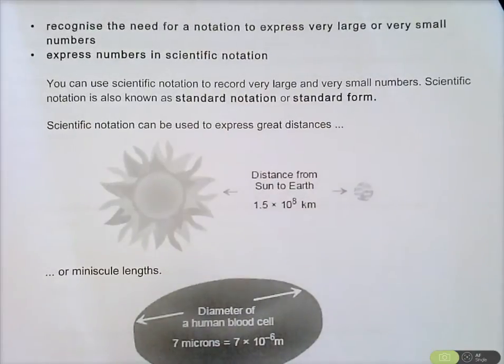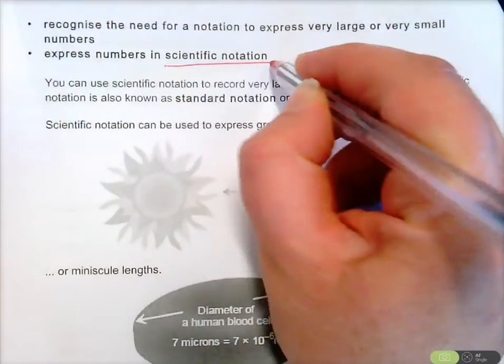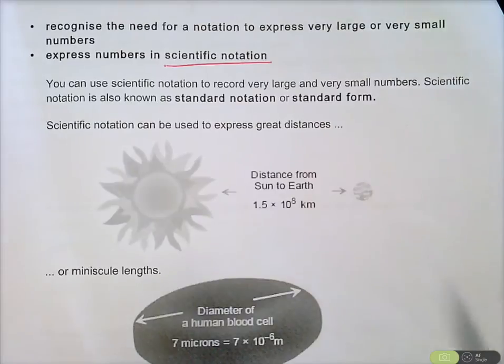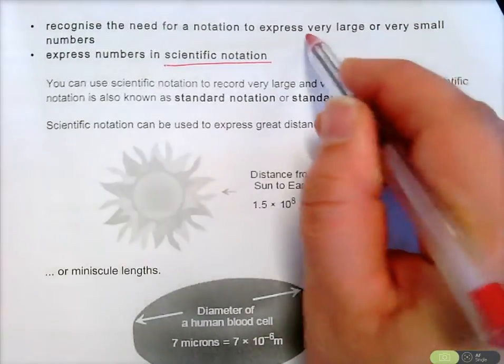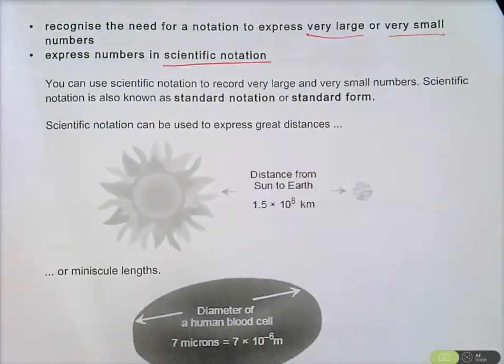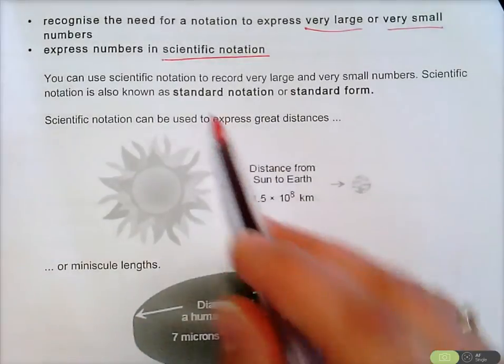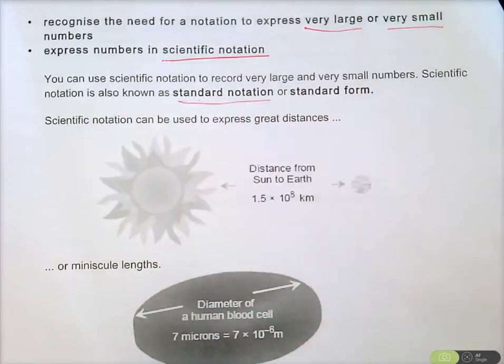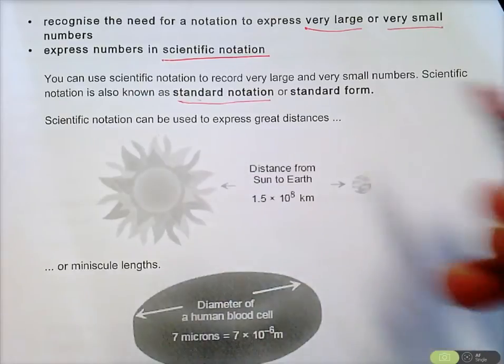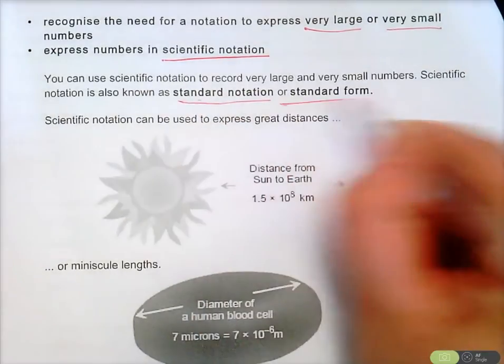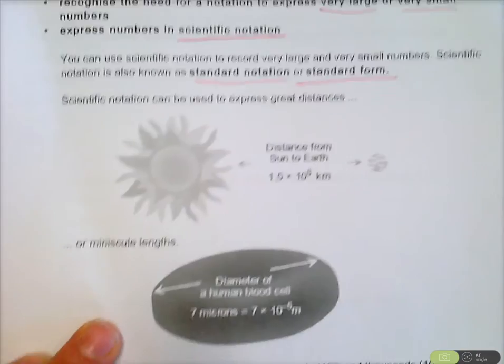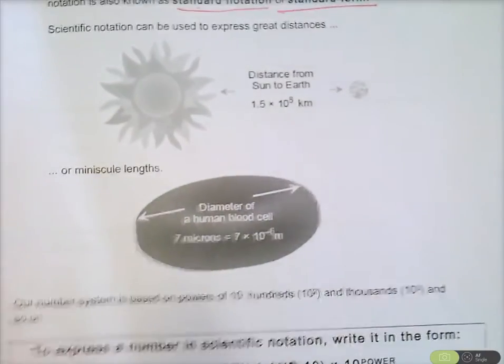We're now looking at scientific notation. Scientific notation is a way of writing very large or very small numbers. It's a special notation, also called standard notation or standard form.